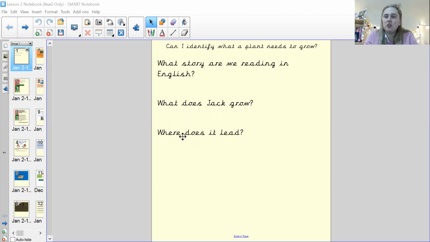Okay, what does Jack grow in Jack and the Beanstalk? Do you know? Give you a clue. Jack and the Beanstalk. A beanstalk. Well done. Where does that beanstalk lead? Can you tell the adult with you? Where does that beanstalk go? Where does Jack go when he climbs the beanstalk? Okay.